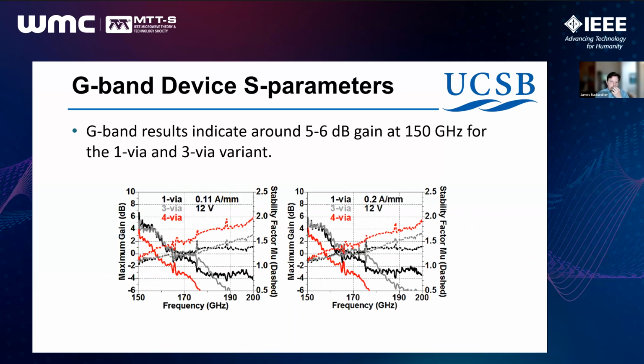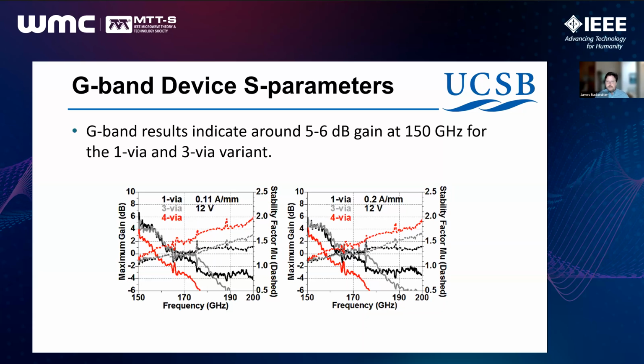We also looked at G-band measurements on these devices just to give a flavor of what happens at these higher frequency bands. This is a little above the 140 that we were interested in, but we measured the maximum gain there, comparing the 1, the 3 via, and the 4 via device. And we ended up finding at 150, for instance, the 1 via and the 3 via were more similar in their behavior than the 4 via device. They had around 5 to 6 dB of gain at 150, which is in line with our expectation of 7 dB maximum gain at 140.